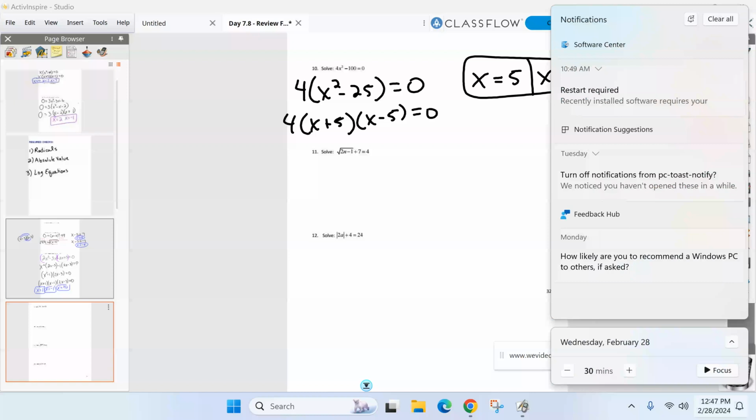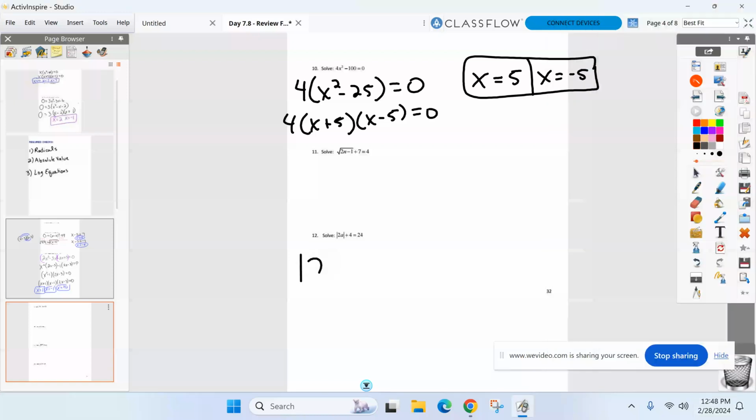Absolute value. It's got to get by itself before you do anything. So absolute value of 2a equals 20. Usually there's a little more in that absolute value, but it is what it is. And set it equal to 28.